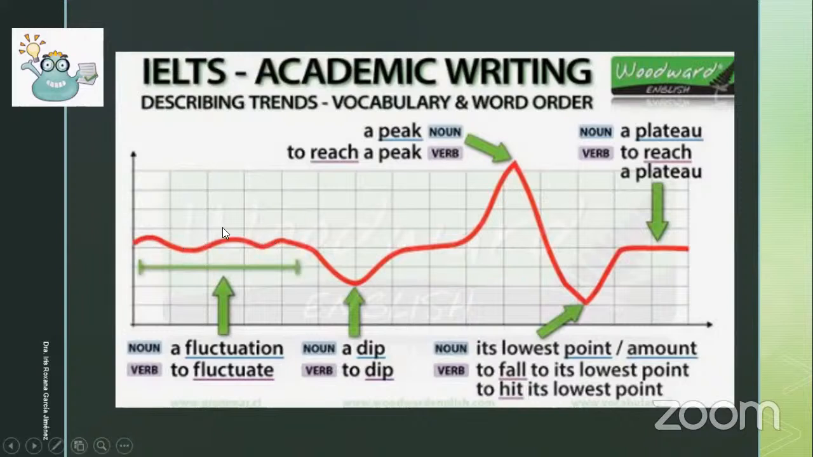We have the fluctuation, we have the dip, again the peak, again the lowest point, and then we have the plateau. We have the reach a plateau. The plateau is this remain line, okay? In this slide, we can see them as a noun and as a verb, how to combine these expressions, okay?